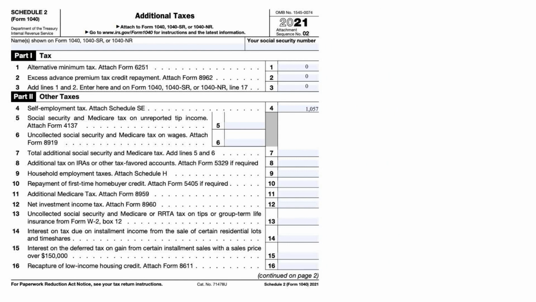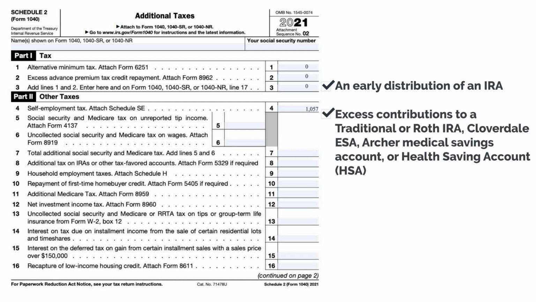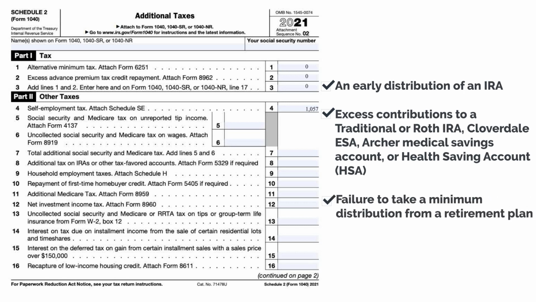An additional tax may be triggered by either an early distribution of an IRA or other tax-deferred retirement account, excess contributions from a traditional or Roth IRA, Coverdell ESA, Archer Medical Savings Account, MSA, or a health savings account, HSA, or failure to take a minimum distribution from a retirement plan. The additional tax is entered here.